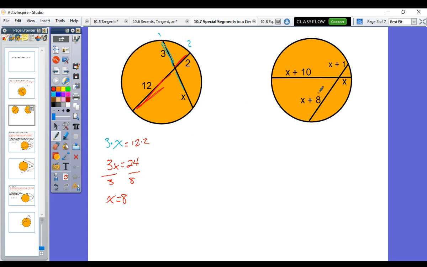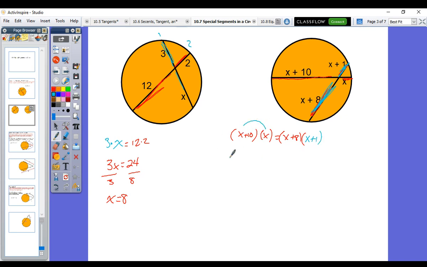Now that same concept applies over here as well. This one's going to be a little bit of a mess, but let's work through it. Here we'll do X plus 10 times X, which should equal 8 plus X times its counterpart here, X plus 1. Let's change colors so we don't get these confused.